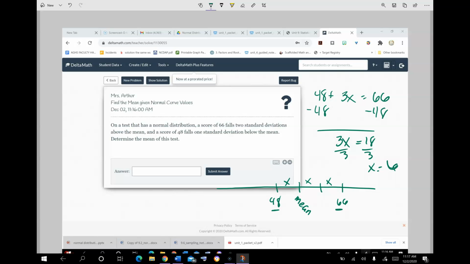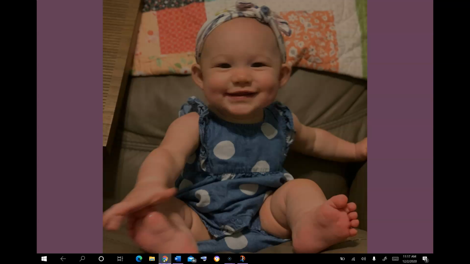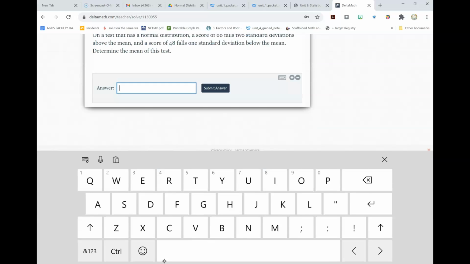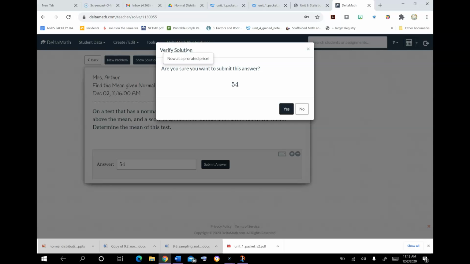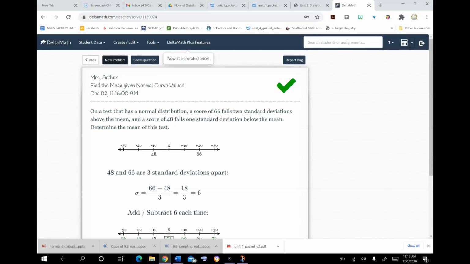So I'm going to add it. So I'm going to add 6. Let's use a different color. So my standard deviation is 6. So I add 6. So 48 plus 6 is 54, which is where I wanted my mean to be. So I come back and I type 54. And that's my answer. Okay? All right, let's do another problem.